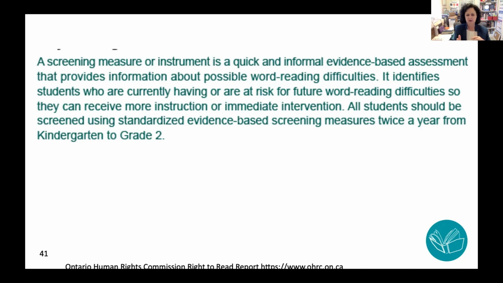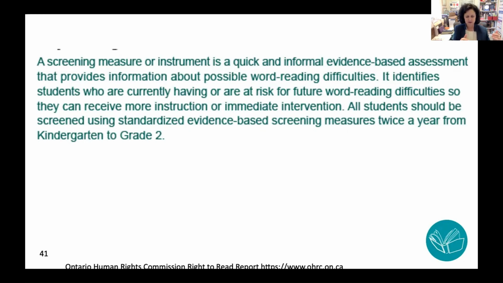If you screen at the beginning of the year and find that a student is on track with what you're screening on at the beginning of the year, that doesn't necessarily guarantee that they will be on track when the skills shift or the expectation increases at the middle or end of the year.